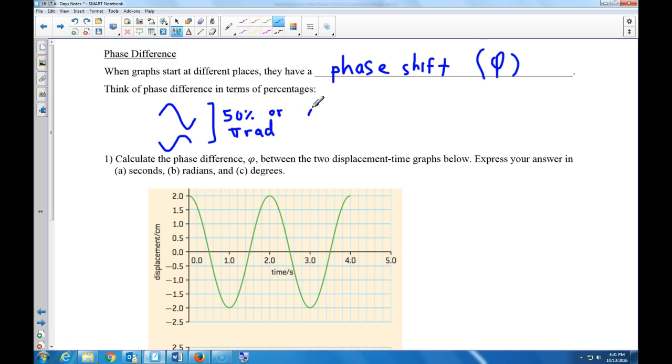If instead they're off by only a quarter of a cycle like this, then the phase shift would be 25%. Or a quarter of one full cycle would be 2 pi over 4, which is pi over 2 radians.